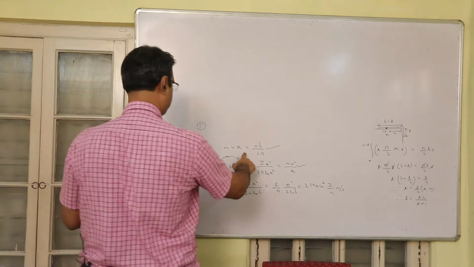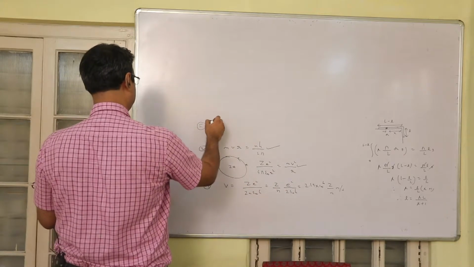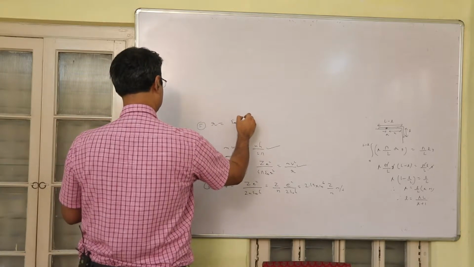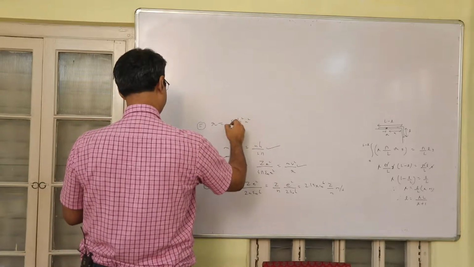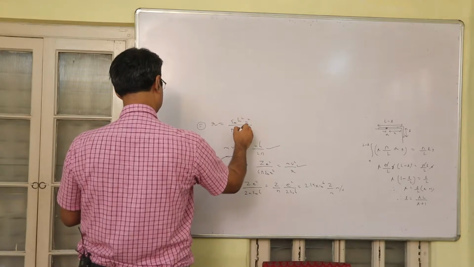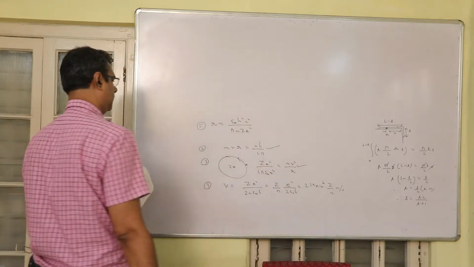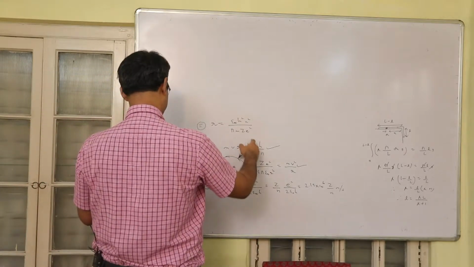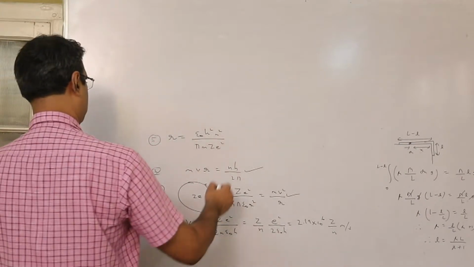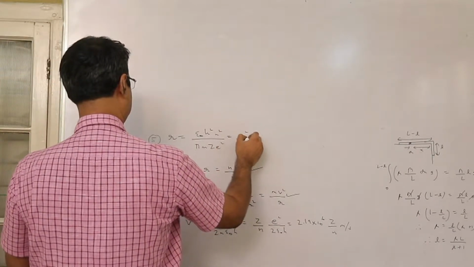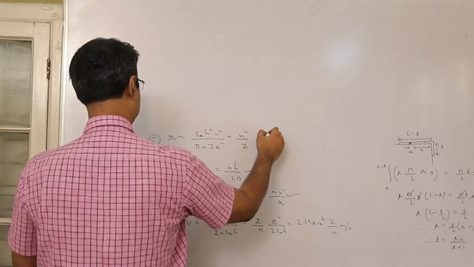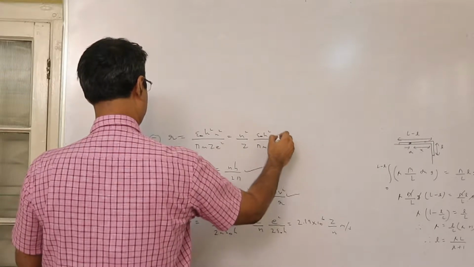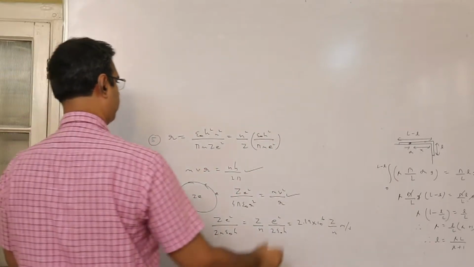Just like we combined these two equations to get the velocity, we can also combine these two equations to get the radius. So the radius will be epsilon naught h square n square by pi m Z e square. Now you can also write this as n square by Z into epsilon naught h square by pi m e square.